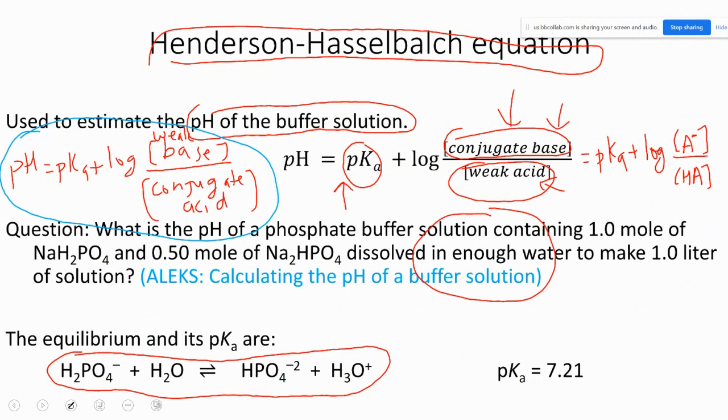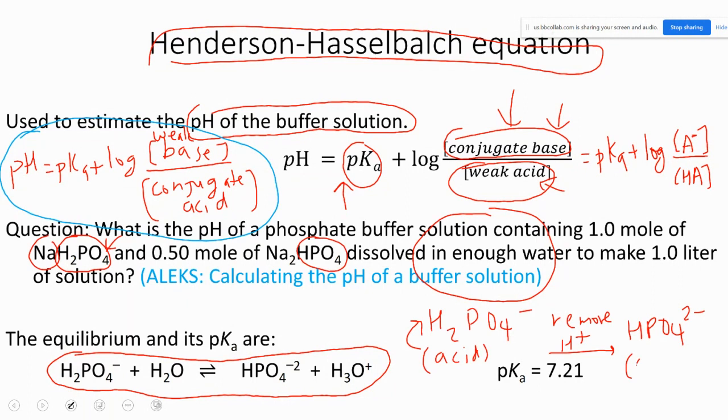So it's asking me what is the pH of a phosphate buffer solution containing 1.0 mole of NaH2PO4 and 0.50 mole of Na2HPO4. Now, the most important part here is whenever you are given something like this, you have to recognize that this is your weak acid and this is your conjugate base, right? Because remember what we said last week, Friday: if you have H2PO4 minus, because Na is plus, means this H2PO4 has to be minus one charge. If I remove H plus, then I get the conjugate base HPO4 2 minus. So this is my acid right here in this example, and this right here is my conjugate base.